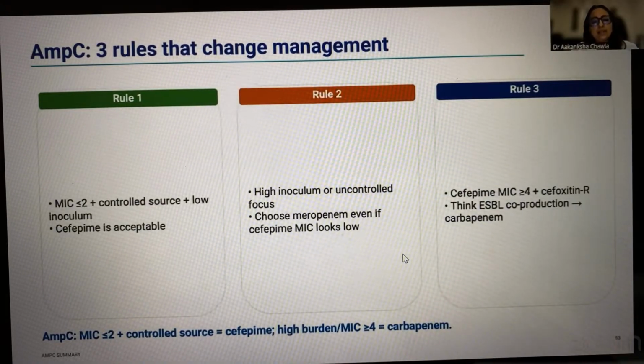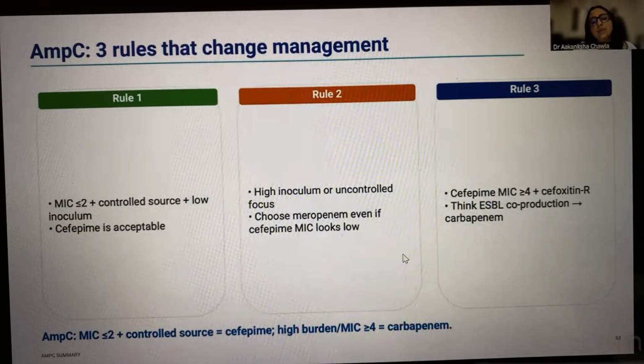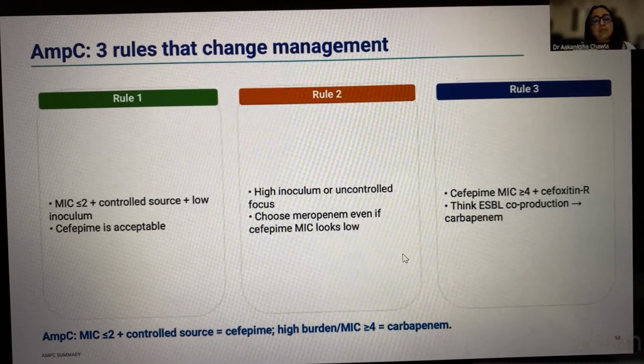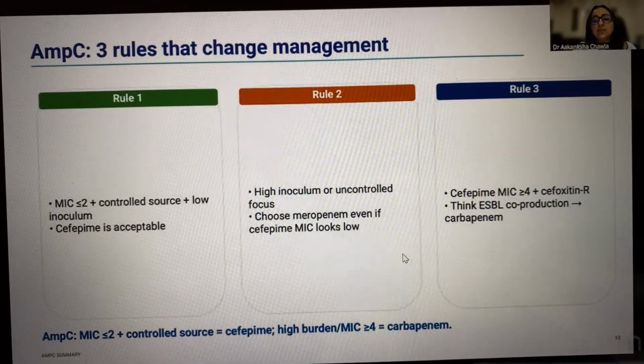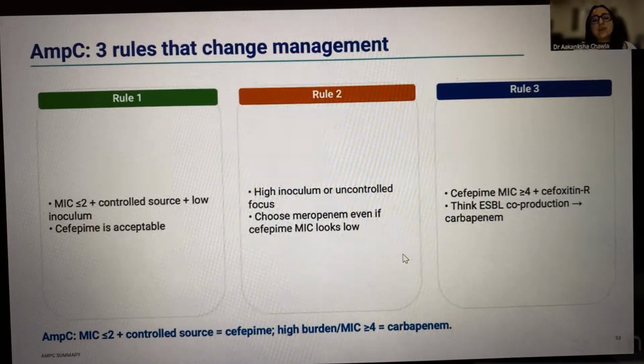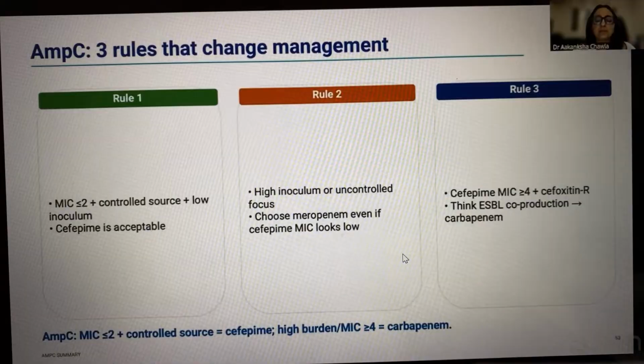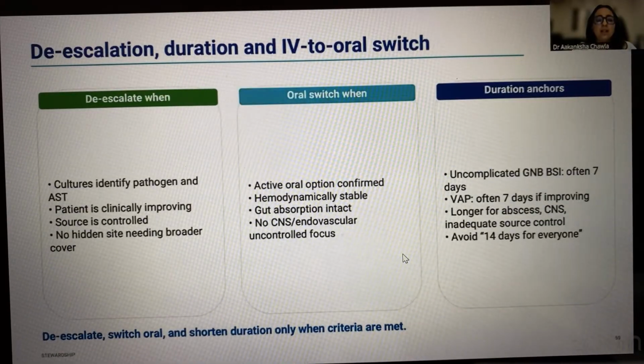So to summarize again, the 3 AMC rules are: if the MIC is less than 2, the source is controlled and the inoculum is low, cefepime becomes your drug of choice. High inoculum or uncontrolled focus, choose meropenem, even if the cefepime MIC is less than 2. And rule 3 is cefepime MIC more than 4, cefoxitin resistance, think of ESBL co-production, and then your drug of choice becomes again a carbapenem.